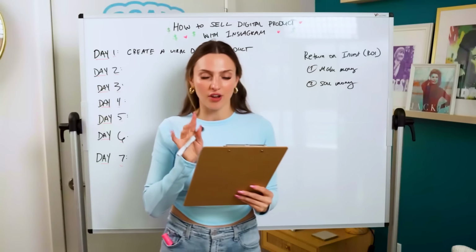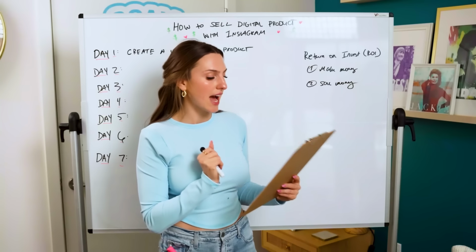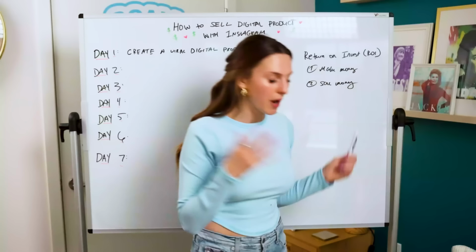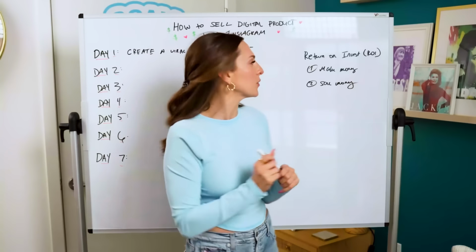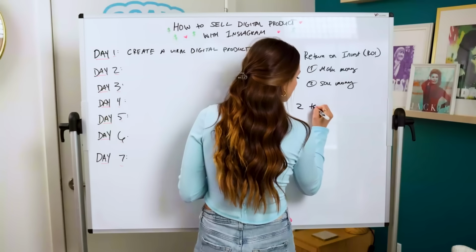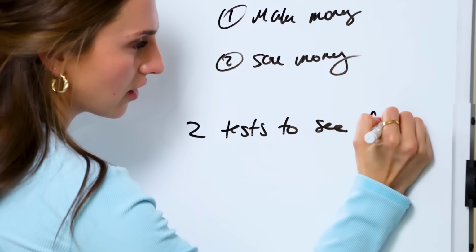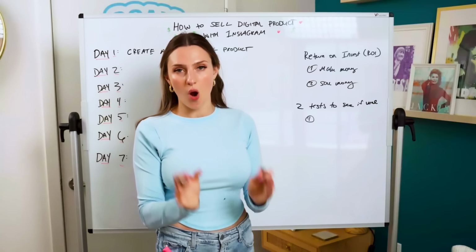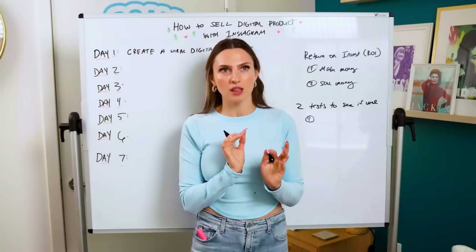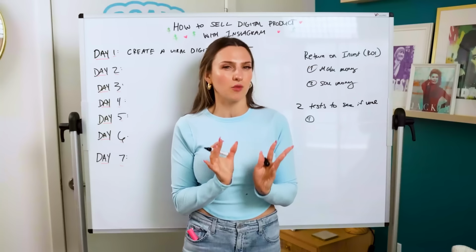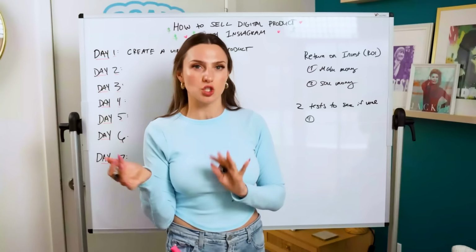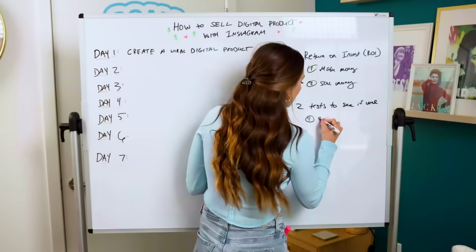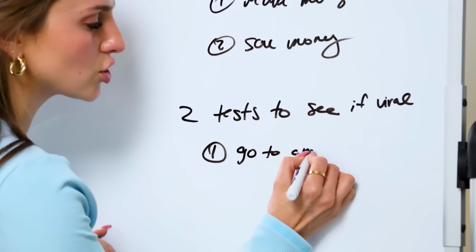Now, there's two other very cool ways you can test if your product will go viral. Because you might be like, I'm so worried my product will not go viral. So here's two tests to see if it will. One, you can go on Amazon, put in the broad topic of what you're thinking about making your digital product on, and basically just search.